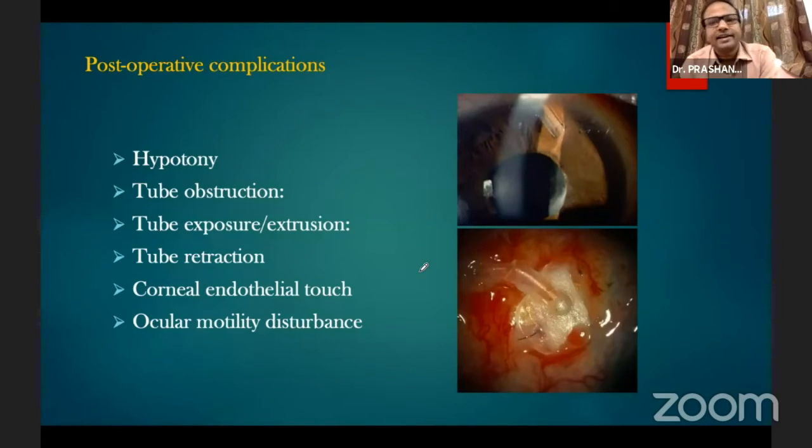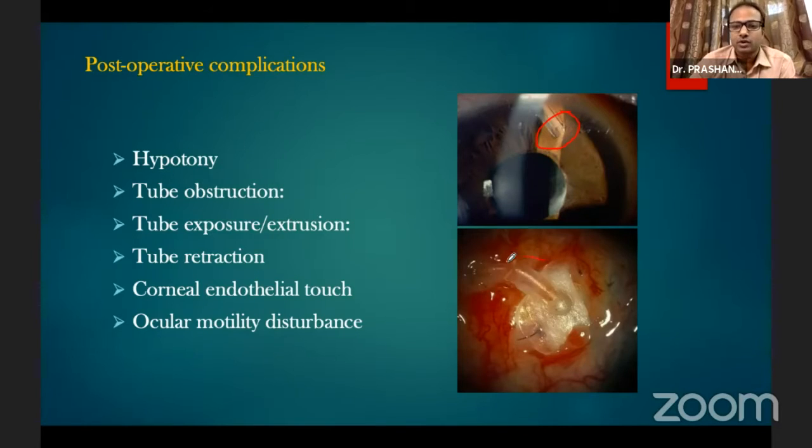There can be certain complications with implant surgery also. Particularly if you're not using a valve implant, you can get hypotony. Even in cases of valve implant, there might be a leak from the edges of the paracentesis or the track that we created, so you can get a hypotensive phase initially. There can be tube obstruction like this with the iris. There can be tube exposure. And sometimes the tube retracts, then you have to put an explant.